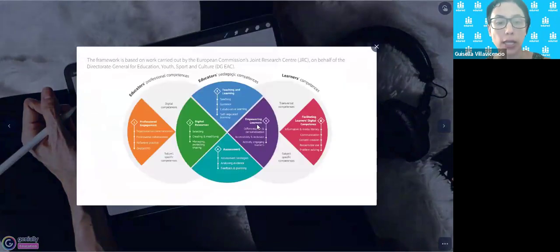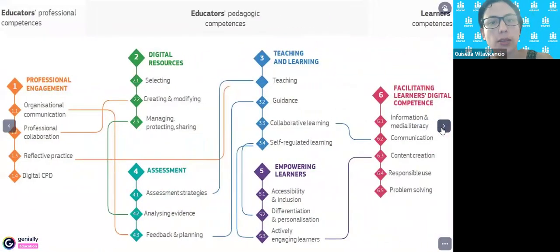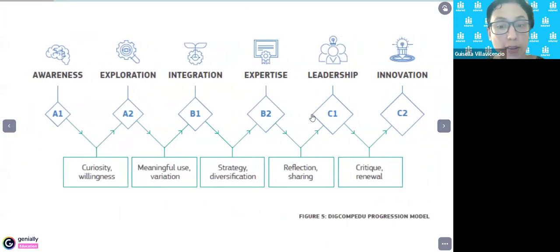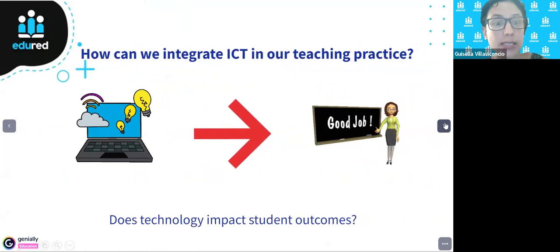We saw the model, right? The framework of digital competence. We checked that this model has six areas and in total 22 competences that teachers have to develop. Yes, little by little, right? Little by little, we develop. This competence has levels, right? Six levels. And this is super important.